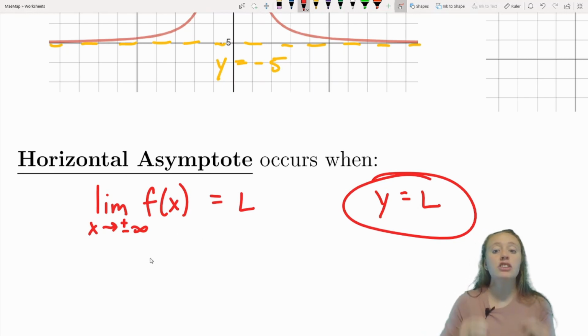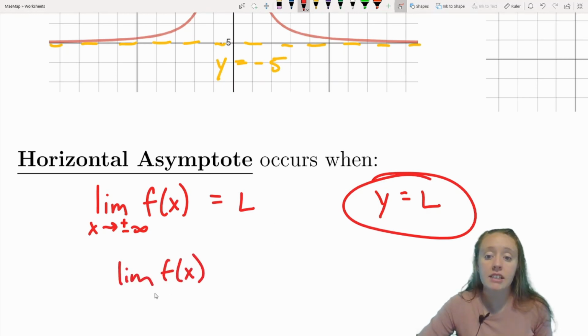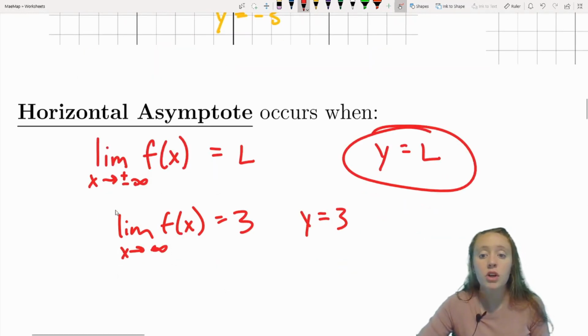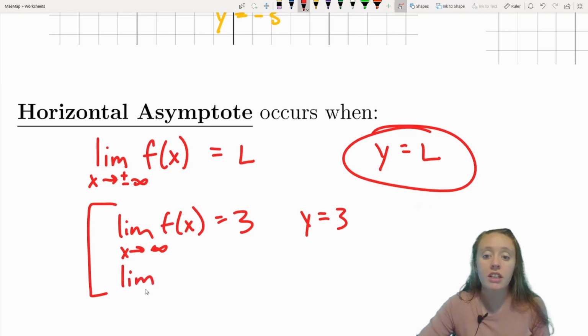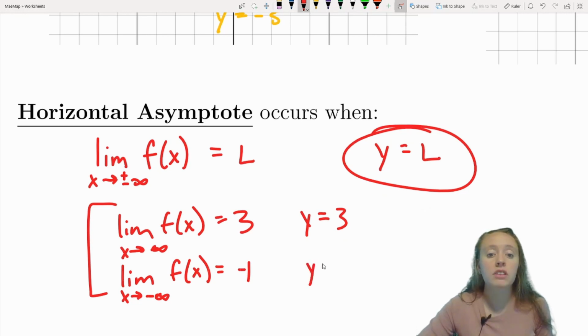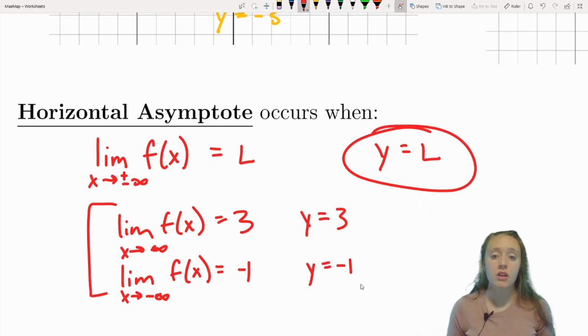And I just want to make a note that as x approaches positive infinity and as x approaches negative infinity, they don't have to be that same exact value L. We could have the limit of f of x as x approaches positive infinity equal, let's say, 3. Well, then we know we have a horizontal asymptote at y equals 3. And within that same function, we could have the limit as x approaches negative infinity of our same function, f of x, equals something like -1. Well, then in this case, we have two horizontal asymptotes, y equals 3 and y equals -1. So again, both towards positive infinity and negative infinity do not have to be the same exact value, but if they are that same value, we only have one horizontal asymptote.